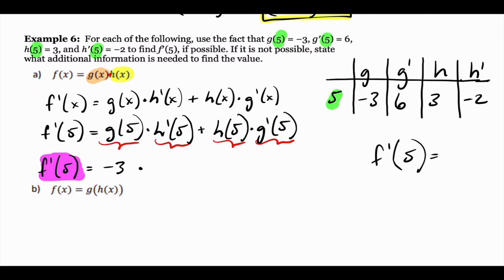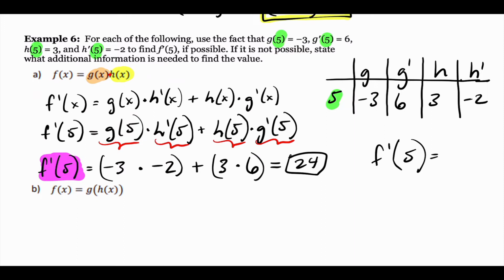times h prime of 5. H prime of 5, the table says, is -2, plus h of 5 is 3. g prime of 5 is 6. When we multiply and add, what do we get? 6 plus 18 is 24. Done. f prime of 5 is 24.